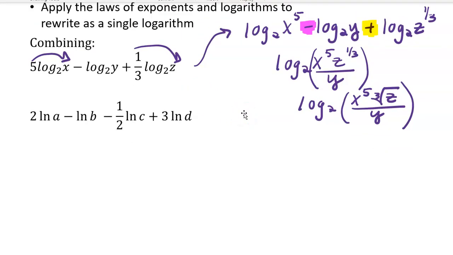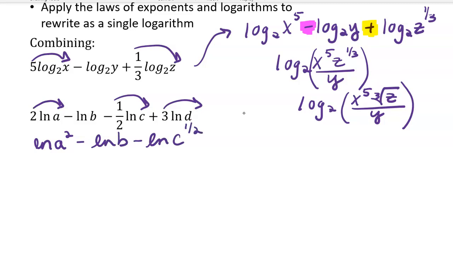Okay, so here's where I encourage you to pause the video, try this problem on your own, see if you can get it, and then play the video to see how you did and if you got it all correct. Okay, so bring your exponents up. All right, so it'll be natural log of a squared minus natural log of b minus natural log of c to the 1/2 plus natural log of d cubed.